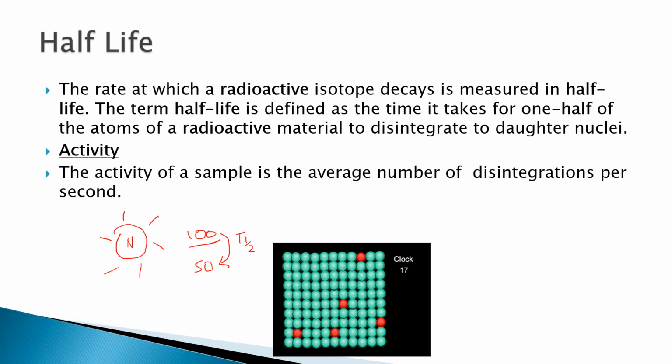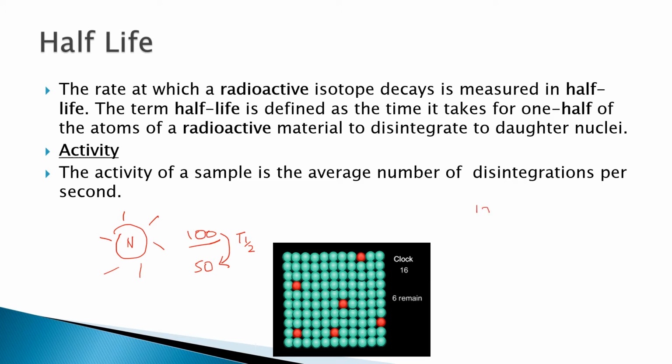So as you can see from the clock here, after every 4 seconds the number of atoms changes. They remain 50, then after 4 seconds they would again reduce to 25. So these are two half-lives. Now the third half-life would be again an additional 4 seconds. So this remains 12. Now this is also important.